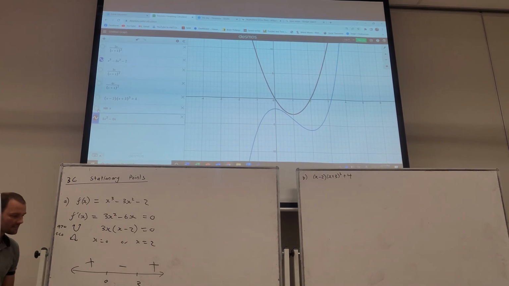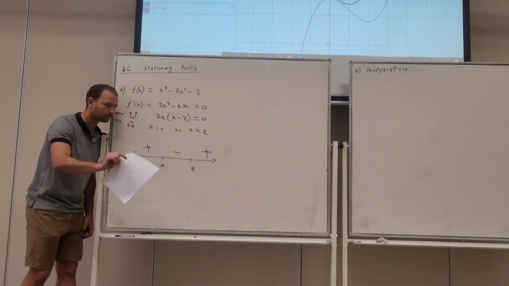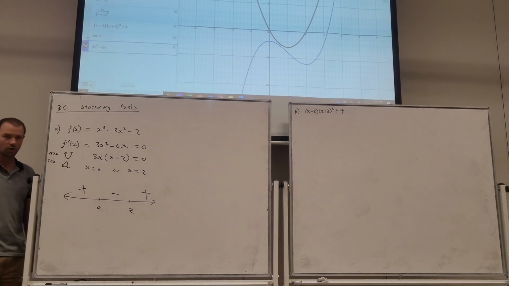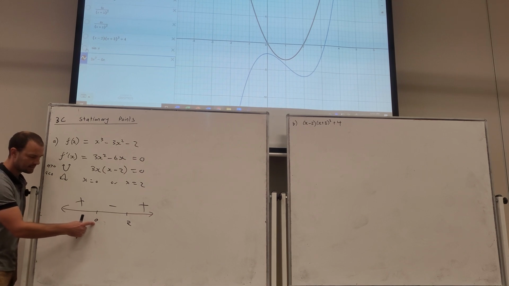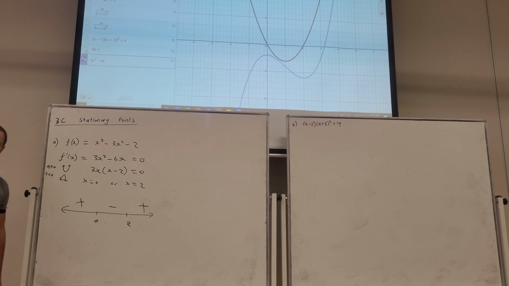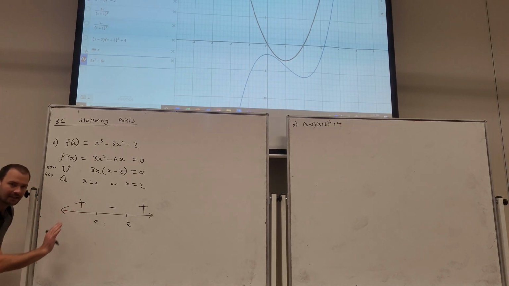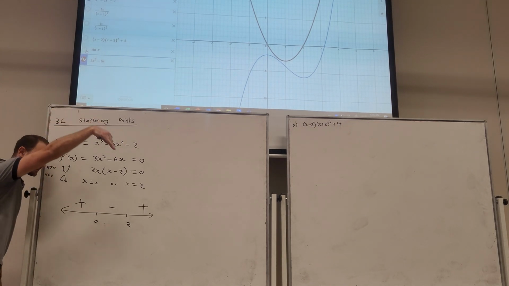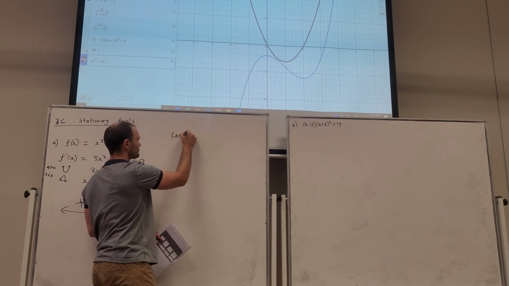Now it wants us to say what are the stationary points. Stationary points occur when the first derivative is 0. So we have a stationary point at x is 0, and we have a stationary point at x is 2. We need to determine their nature. Well, what we can see is the function has positive slope, it's increasing, and then it's decreasing. We have a local max at x is 0.